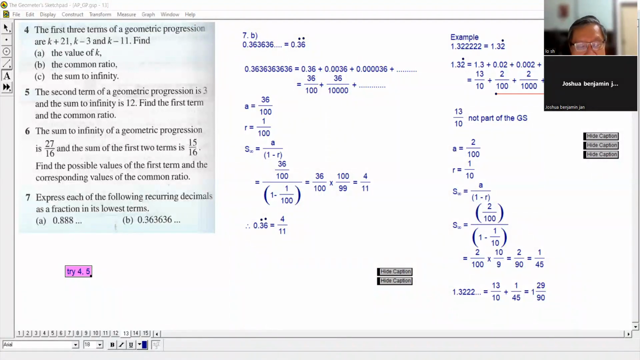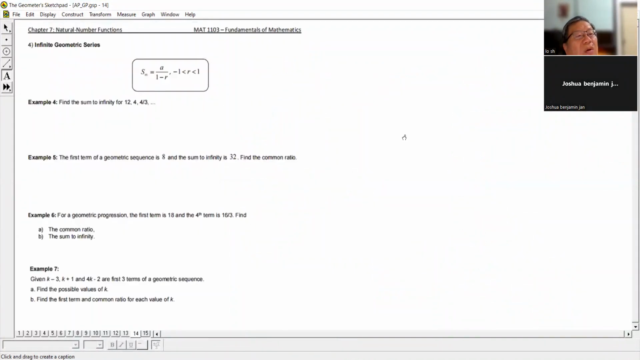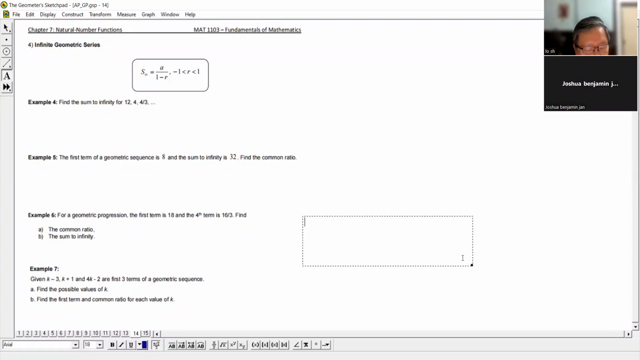Okay. So now we come back to this one. You know how to use this formula, sum to infinity. You can try number 4 and number 5. Then you look at your lecture notes. Yeah, there's this sum to infinity. So you can try 4, 5, 6, and 7, right?